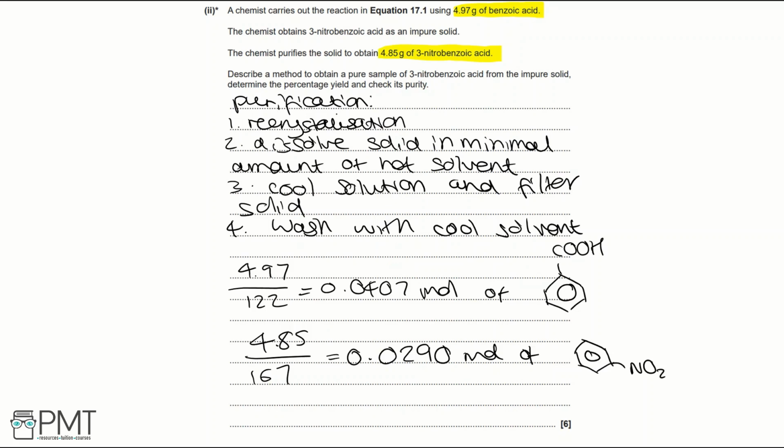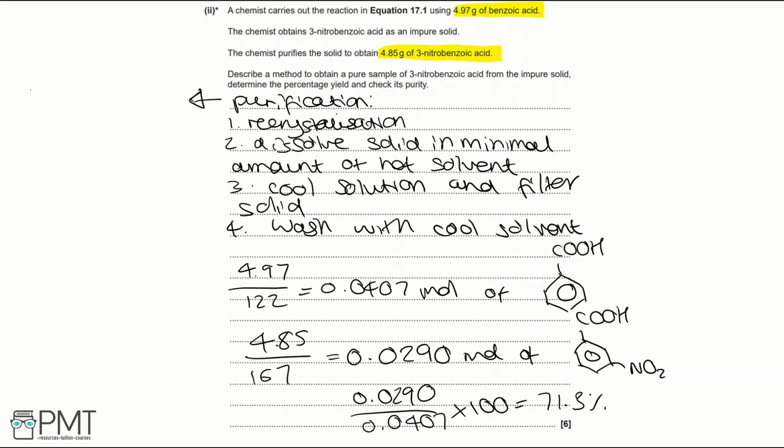Then, for percentage yield, we take the moles of 3-nitrobenzoic acid and divide them by the moles of benzoic acid. And then we multiply this by 100 to get percentage of 71.3%. To check a purity, you need to do a melting point test.